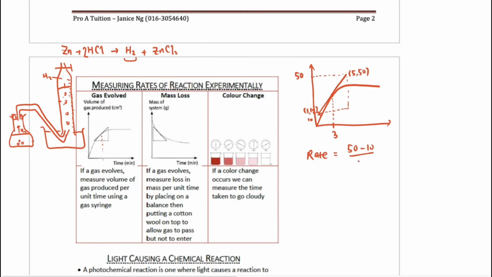Then 5 minus 1. So that is cm cube per minute. If you want per second, then you have to change this to seconds. And then you get 40 over 4, and then you get 10 cm cube per minute. So that is the instantaneous rate. The difficult part is setting up the tangent. That's the thing. Okay, sure.